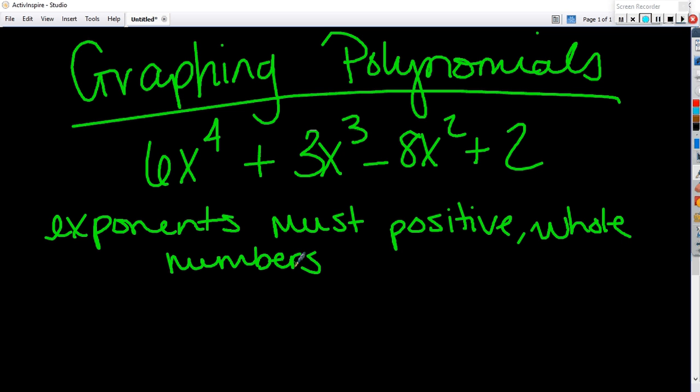Make sure when you write it that the exponents are in descending order. They start from the biggest and they work their way down to the smallest. So descending order.